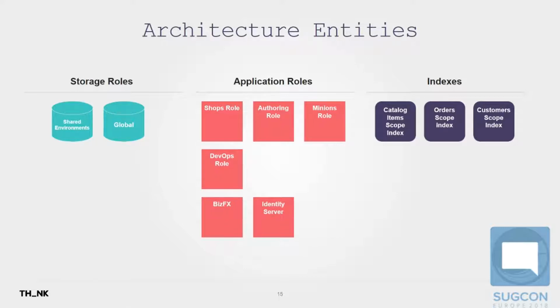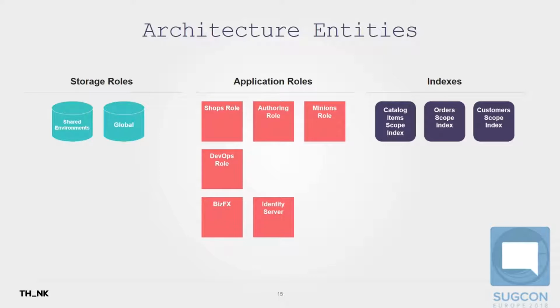Shop role is a role. We said Sitecore Commerce is based on microservice architecture. So the shop role is actually helping your website get information about your product. We'll see the data flow. The authoring role is for content authors. So when I open the merchandising manager, the authoring role is being used behind the scenes to get data for that. Minions are background tasks which you want to do.